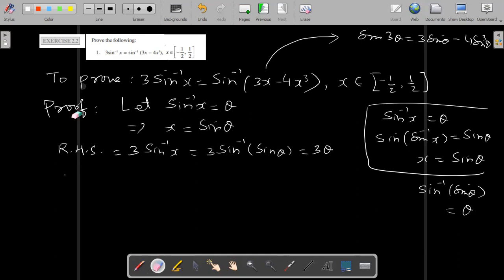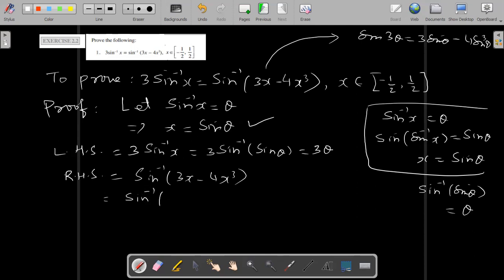Similarly, we have to bring the right hand side also equal to 3 theta. So what is our right hand side? Our right hand side is sine inverse 3x minus 4x cube. Now substituting the value of x, x is sine theta. So sine inverse 3 sine theta minus 4 sine cube theta.